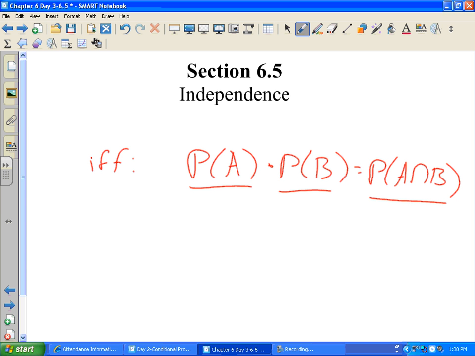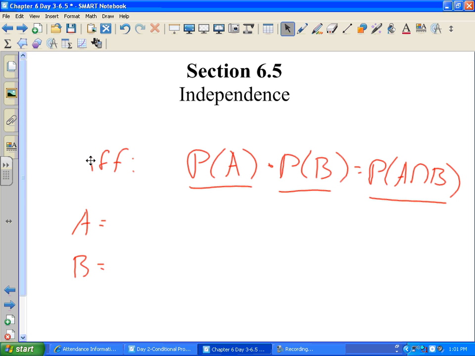A very simple example of independent events means they don't impact each other. For example, event A, I will call flipping the coin, heads or tails. Event B, I'll call rolling the dice. Hopefully you'll agree in terms of independence, the outcome of flipping the coin does not impact the outcome of me rolling that dice. Does that make sense? So when we have independent events, you can multiply probabilities together.